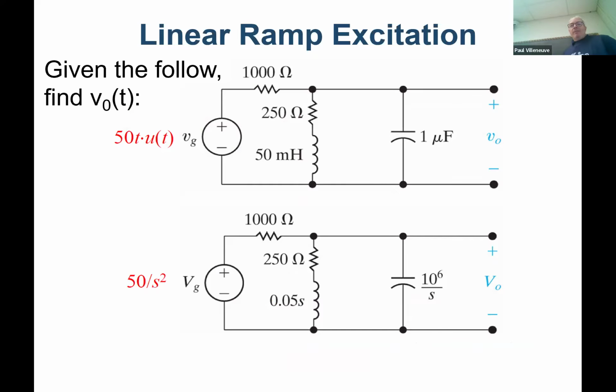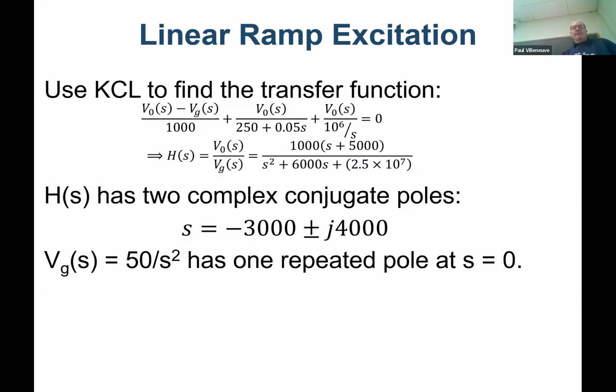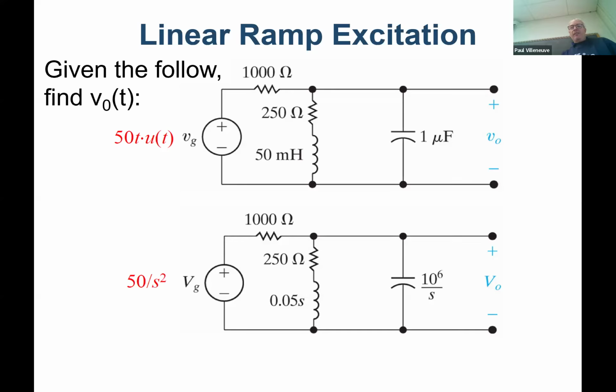So let's do a linear ramp, which means no longer a unit step, but 50 times t. That's the ramp, right? Because the t increases. Let's take it to the Laplace domain. Now what we're doing is looking for V out. So I'm just going to use a voltage divider. It works perfectly fine to use a voltage divider, right?